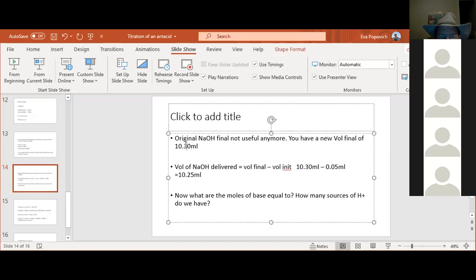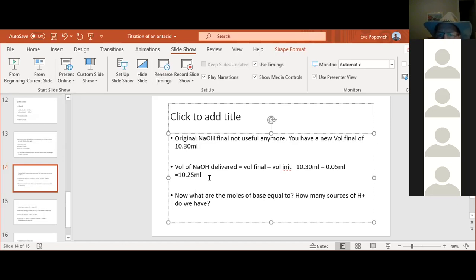We're going to change this to that. Okay? So my original final volume was not valuable anymore. I have a new volume. So again, I take the new final volume, subtract the original amount that the burette read. This means I delivered 10.25 milliliters of NaOH to my solution.